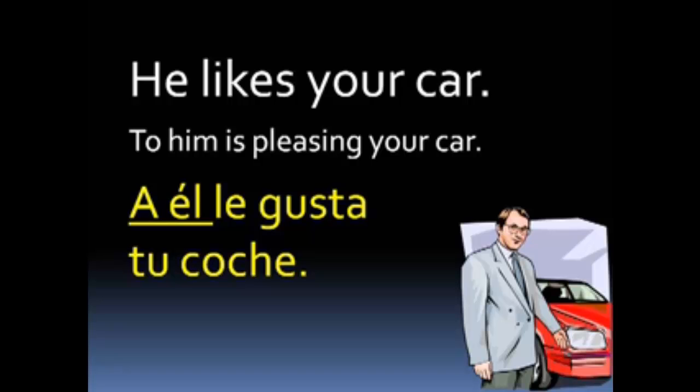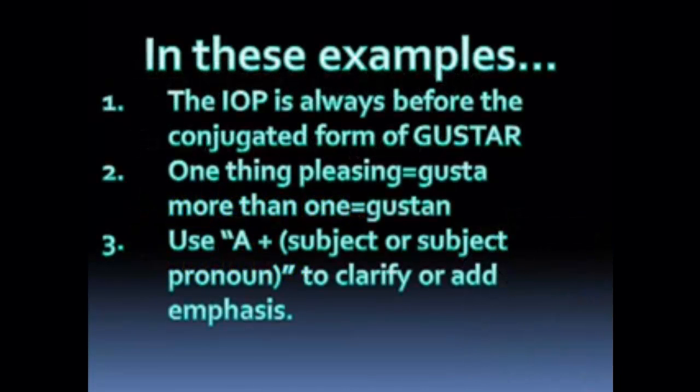Okay, so there are three things I want you to observe in the examples that I just gave. Number one, the indirect object pronoun, which I sometimes call the IOP for short, is always before the conjugated form of the Spanish verb gustar. Number two, when only one thing is pleasing, we conjugate the verb as gusta. But when there is more than one item that is pleasing, we conjugate the verb as gustan. Singular gusta, plural gustan.